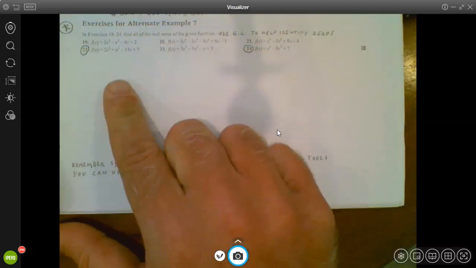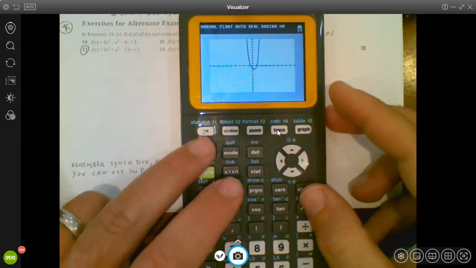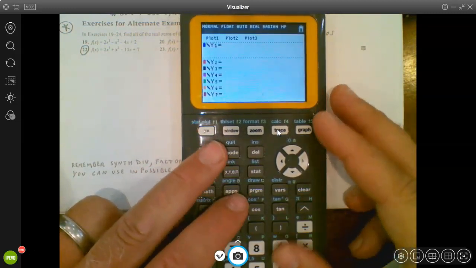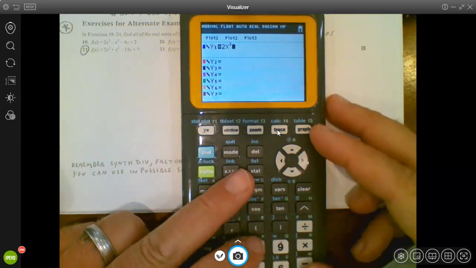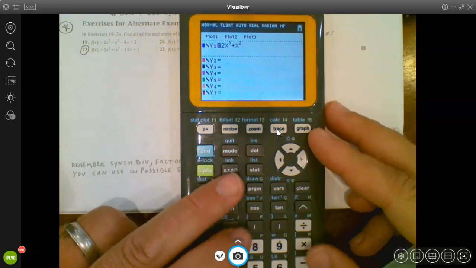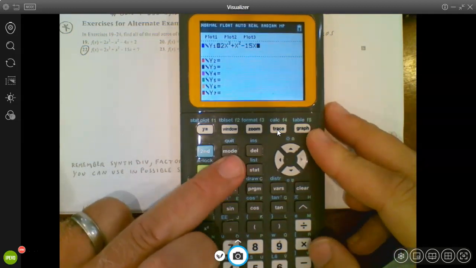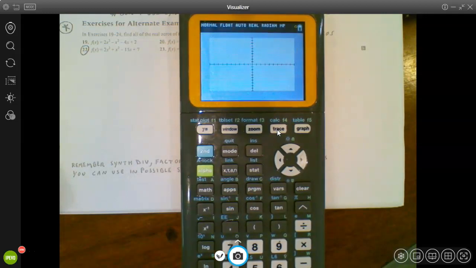So let's try one. And we're going to use our graphing calculator to help us out a little bit. So let's try this one, and we're going to plug that in. So 2x to the third plus x squared minus 15x plus 7. And let's take a look.